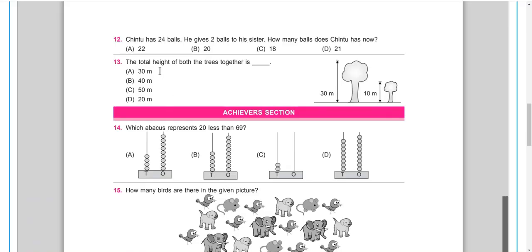Next question: the total height of both the trees together is. So they are showing 2 trees and they are asking what is the total height, 30 meter and 10 meter. So what we need to do here, first of all, what is the logic?